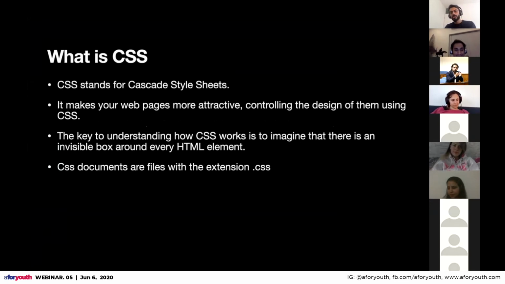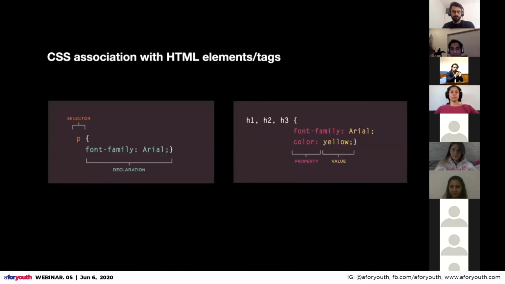The key to understanding how CSS works is to imagine that there is an invisible box around every HTML element. I told you that every HTML tag is a box. So when you apply CSS to an HTML tag, it will apply it to the whole box. CSS documents are files with CSS extensions. Just like we had .html files, we can have CSS files as well. CSS associates with every HTML element or tag.